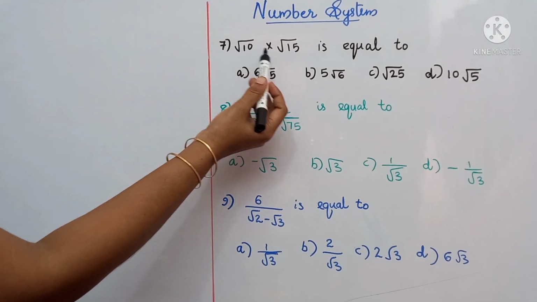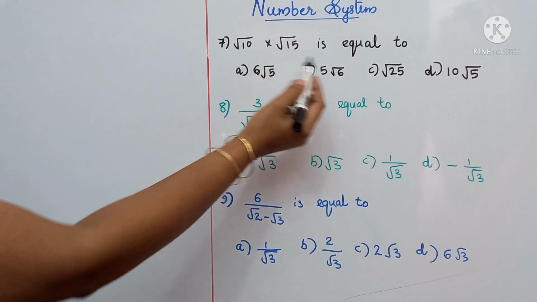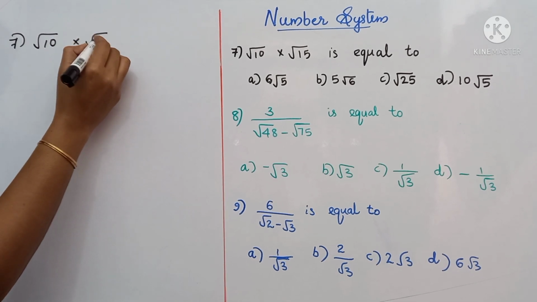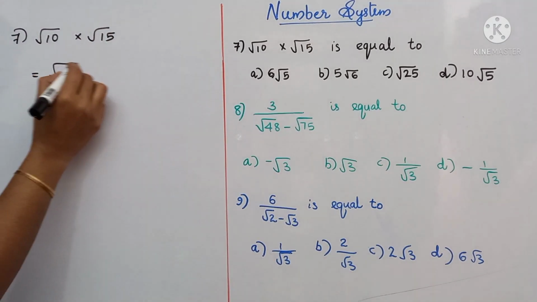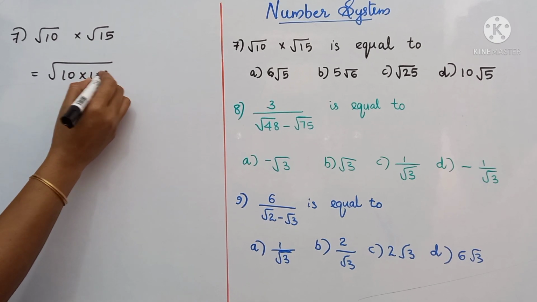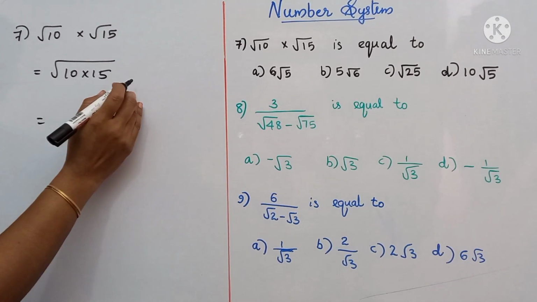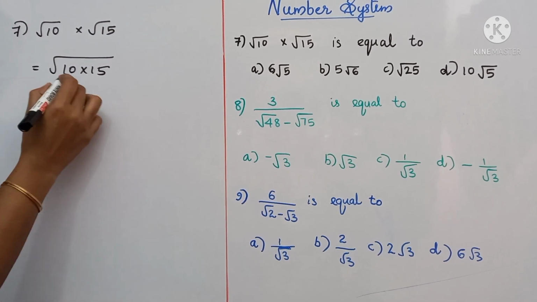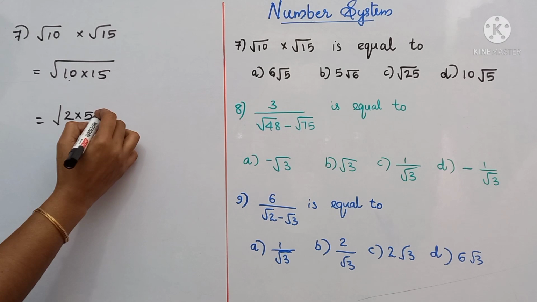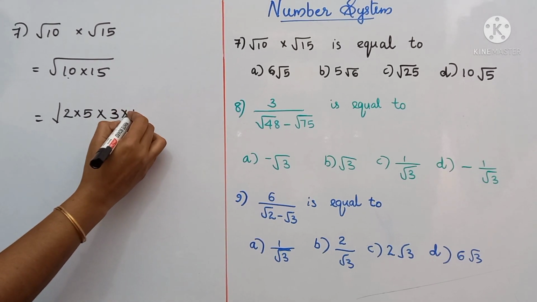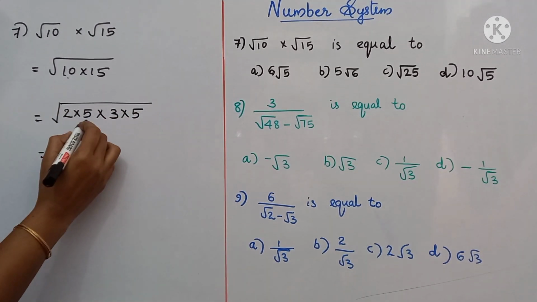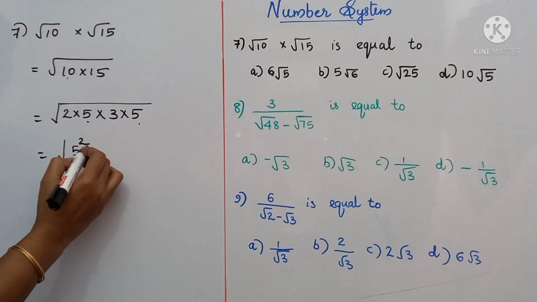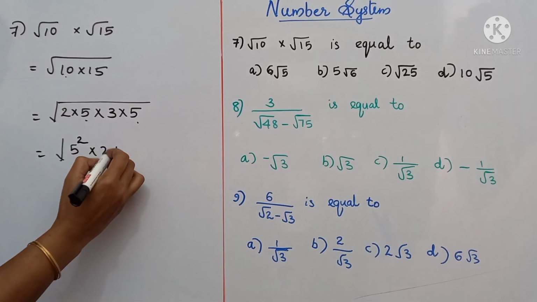Seventh question, root 10 into root 15 is equal to. We have to solve this. Root 10 into root 15 is equal to square root of 10 into 15. Then we can factorize and write, that is easy for us. So we can write this 10 as 2 into 5. Factorize this 10, then only we have got 2 into 5. And 15 can be written as 3 into 5. From here we could understand 5 came 2 times, that we can write as 5 square into 2 into 3.